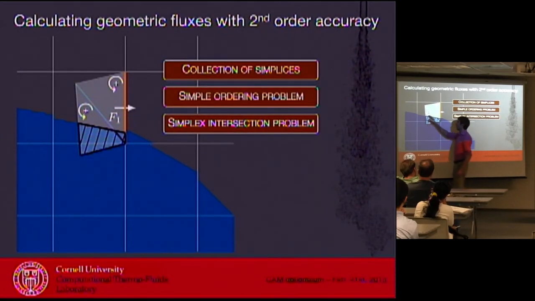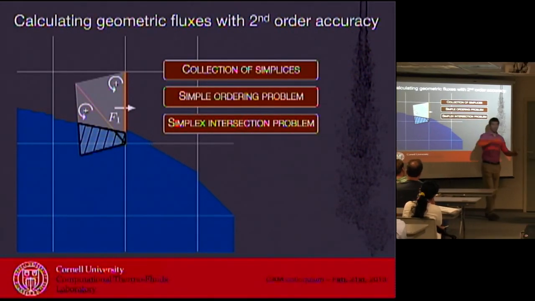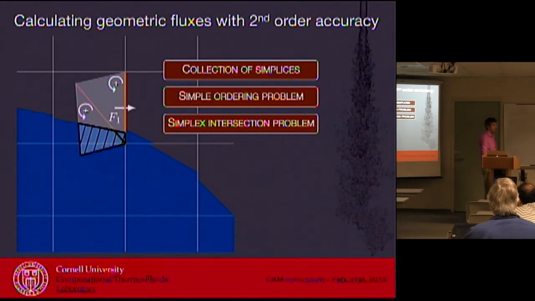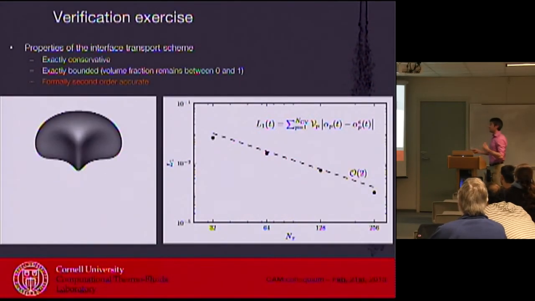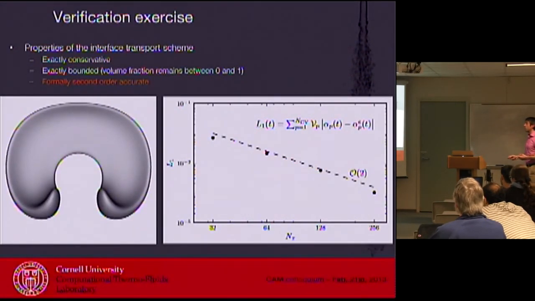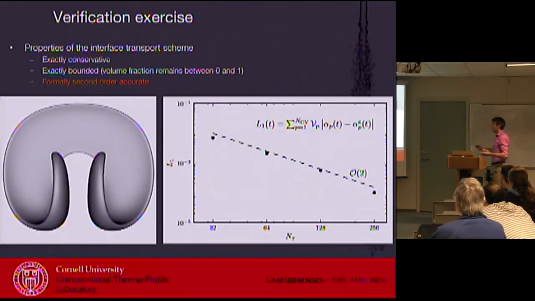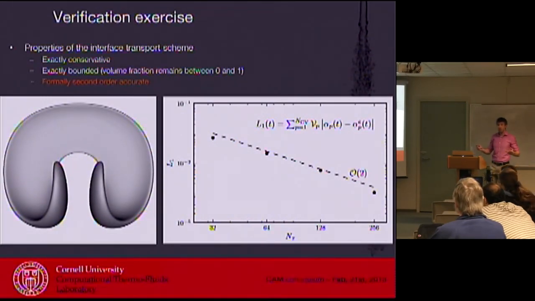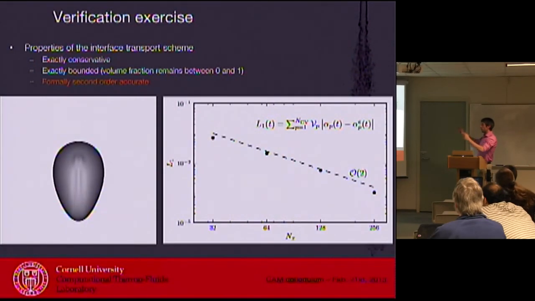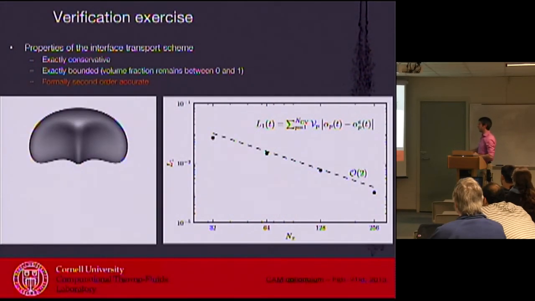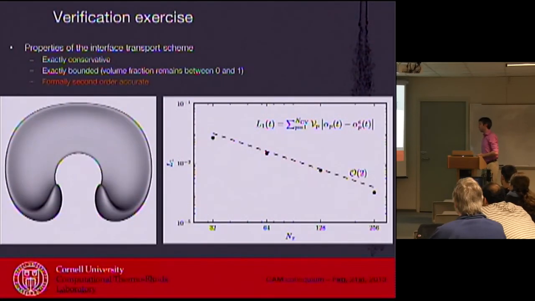This is just an issue of intersecting a simplex with the plane that we reconstructed a few slides ago using what we call PLIC. That's a simple problem. It's a margin test problem. It's an easy thing. So there we go. We have a method now that's exactly conservative, exactly bounded, and it's also formally second-order accurate. There's nothing that we do that should violate that. So here we're playing with a drop that we put in a specified velocity field, and we can recover this perfect second-order convergence.